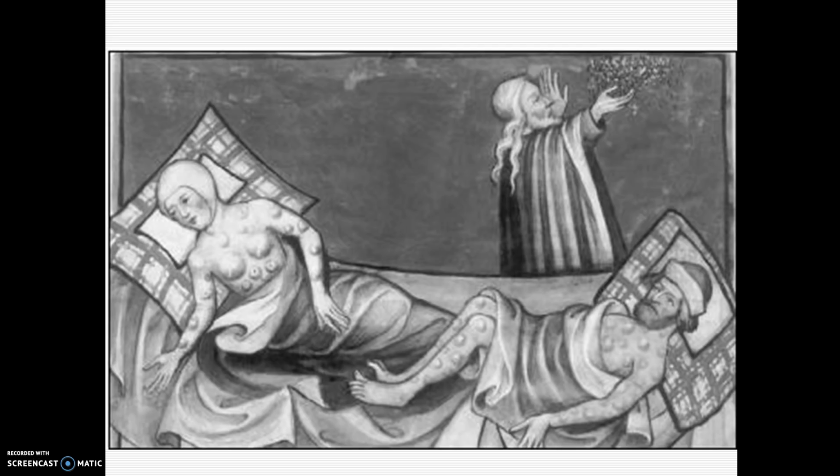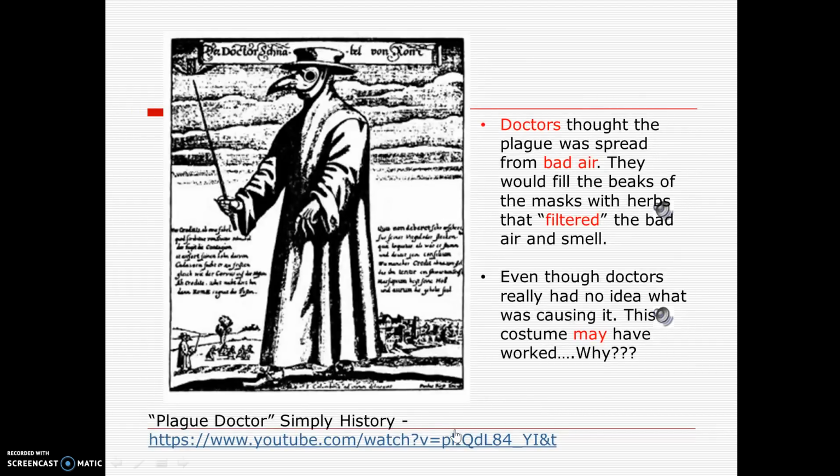Here's a picture of medieval artwork that shows the buboes, the spots, and the swelling that occurred when you had the Black Death. Okay, this is interesting. This is a doctor, a Black Plague doctor. Doctors thought the plague was spread from bad air, which we remember reading about in the primary sources last week. They would fill the beaks of the masks with herbs that filtered the bad air smell. Now, even though doctors really had no idea what was causing it, this costume may have actually worked.